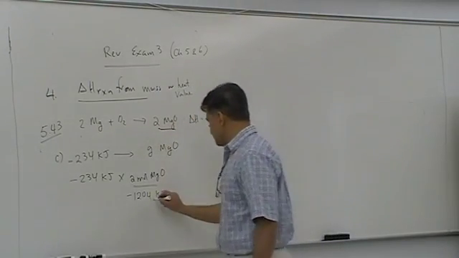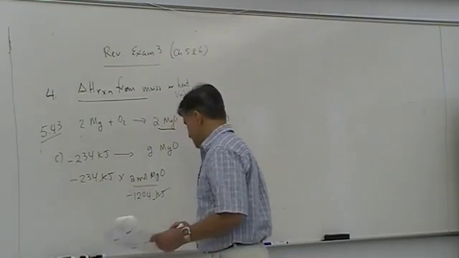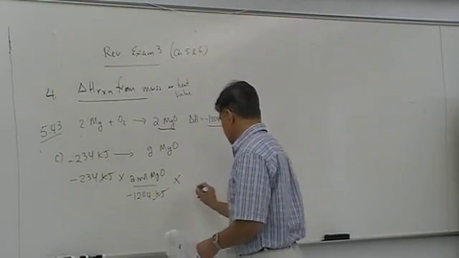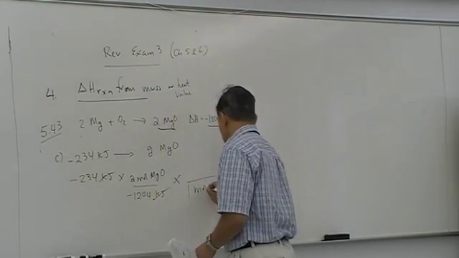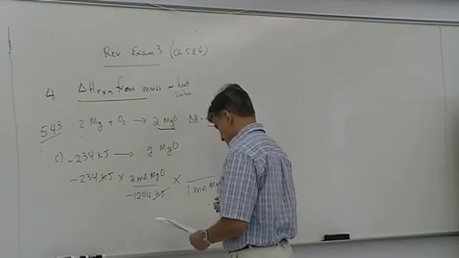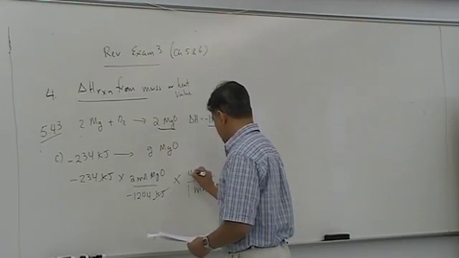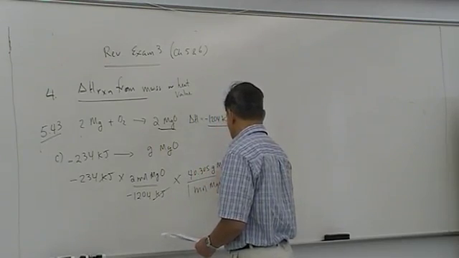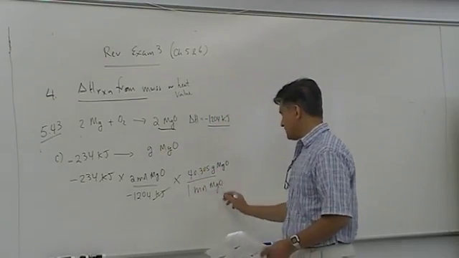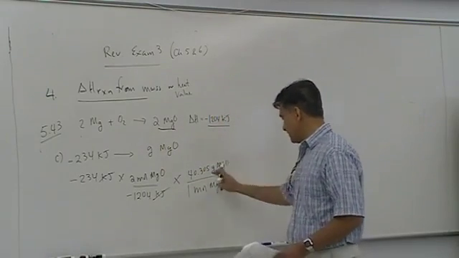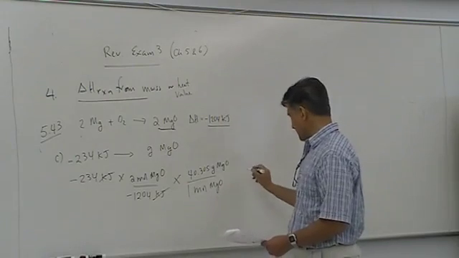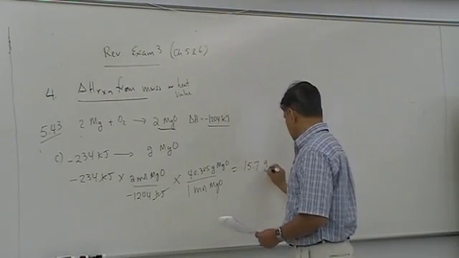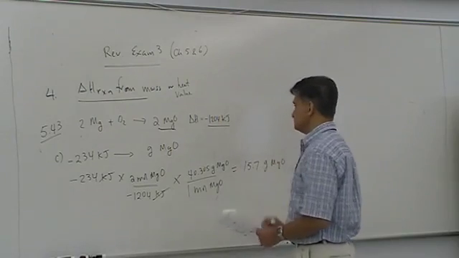So kilojoule would cancel out. That would give me moles of MgO. Now from moles of MgO I can get grams of MgO. 1 mole MgO has 40.305 gram MgO, by looking at the periodic table and adding up all the masses. So the final value is 15.7 gram MgO.